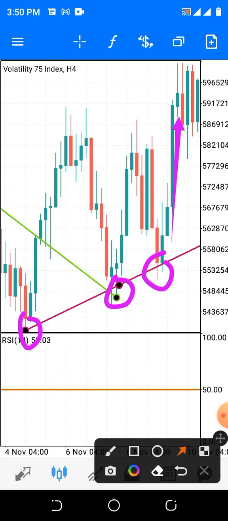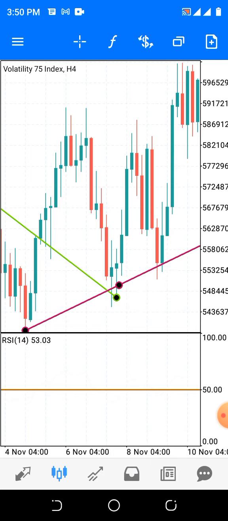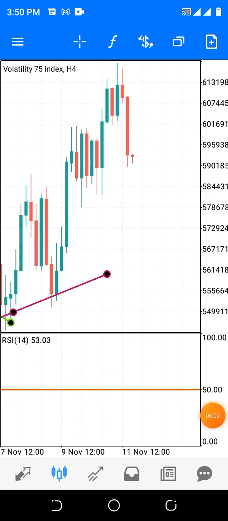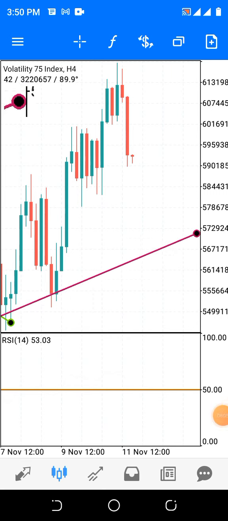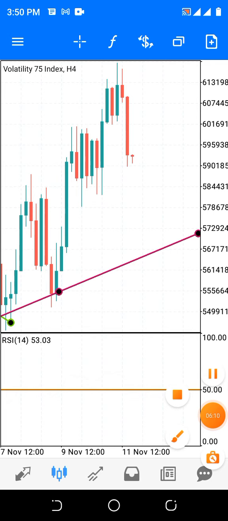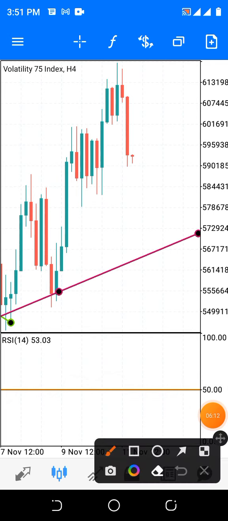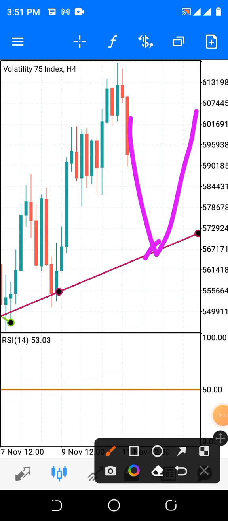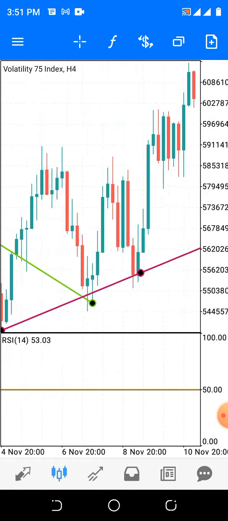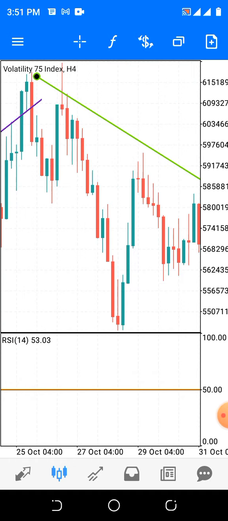So we wait until now. Let's extend this trend line. For our second entry, we wait until the market comes here and back again. So here should be our next entry. So this is how to use trend line to record massive success trading any financial instruments.